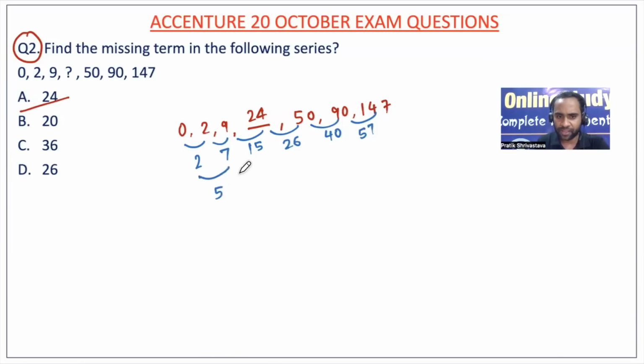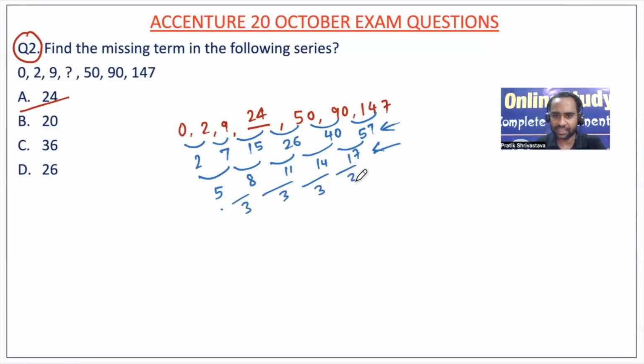Next, the next difference will be 5, because after taking the first layer of difference, we are not able to get any logic. So 5, then 8, then 11, then 14, then 17. Now we are getting a logic, okay? The difference is now fixed: 3, 3, 3, 3. So now we are getting a proper logic. So the missing number is 24 here. So option A will become the correct answer.